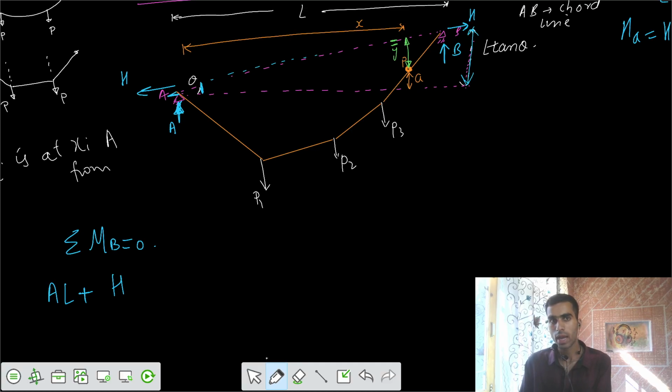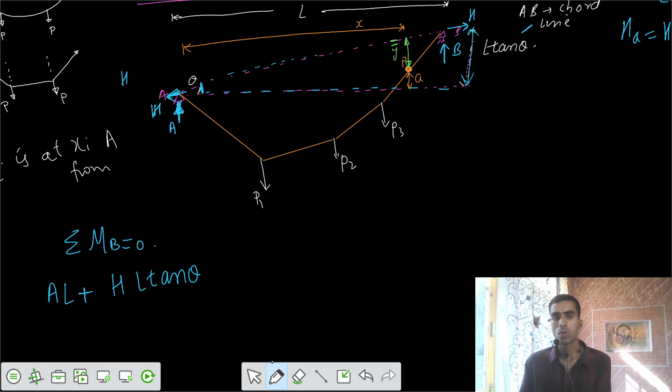Your H is acting here. Is that L tan theta? Can you tell me this is L tan theta? Yes, it is L tan theta. So we can write H times L tan theta. And they are both clockwise.